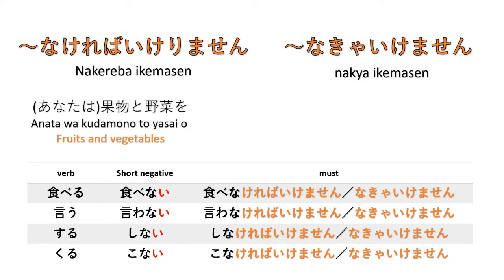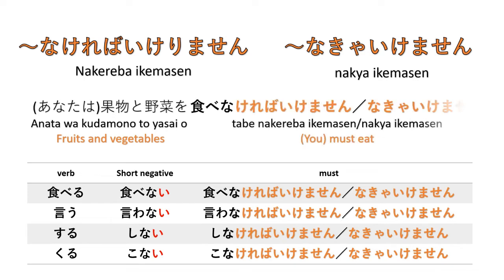Another example. Anata wa kodomo no to yasai o tabenakereba ikemasen or tabenakya ikemasen. So here, tabenakereba ikemasen comes from the verb taberu, to eat. And its short negative present form is tabenai. Here, we remove the last hiragana I. So, it becomes tabenakereba ikemasen or tabenakya ikemasen. Okay? You must eat. You must eat fruits and vegetables.